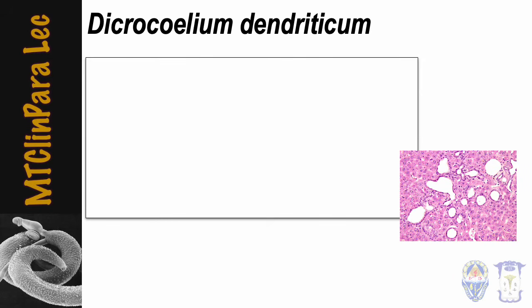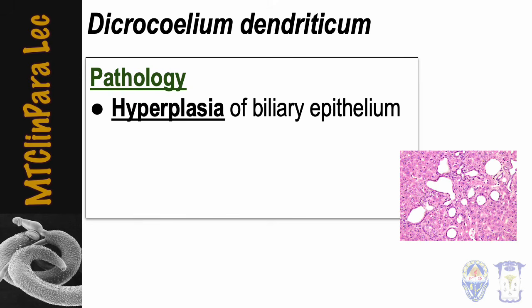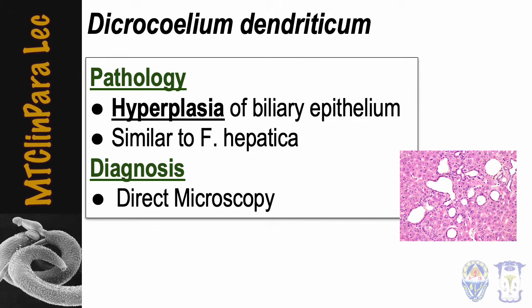Although not very common, Dicrocoelium dendriticum can also infect humans and may cause hyperplasia of the biliary epithelium. This is similar to the pathology of Fasciola hepatica, the enlargement of your bile duct system. The diagnosis for this parasite is through direct microscopy, especially for liver biopsy.